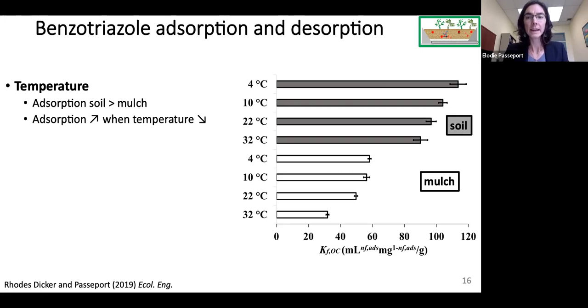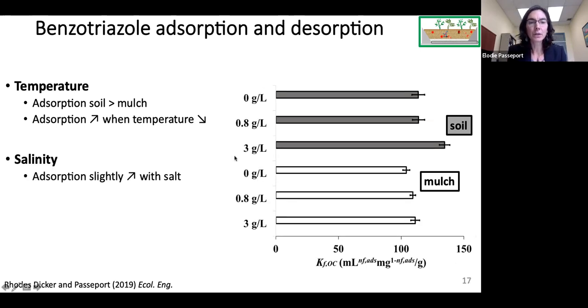What we found here is that the adsorption of benzotriazole on the soil was larger than the adsorption on the mulch, as you can see from the bars for the soil that were larger than for the mulch. We also saw that the adsorption capacity increased as the temperature decreased. This is because at low temperature, benzotriazole is less soluble and therefore it adsorbs more. And so that's good news for benzotriazole because we tend to find it in the winter when the temperature is lower.